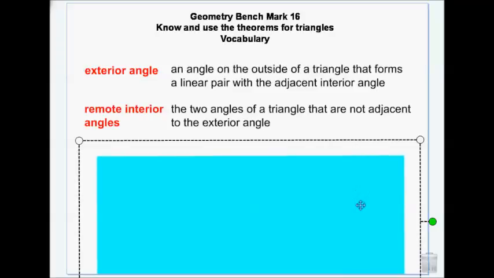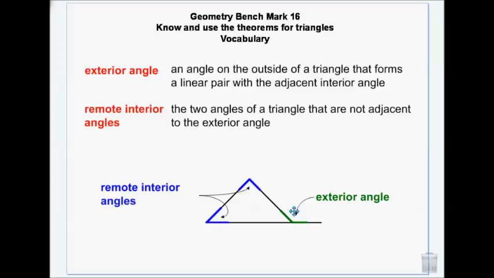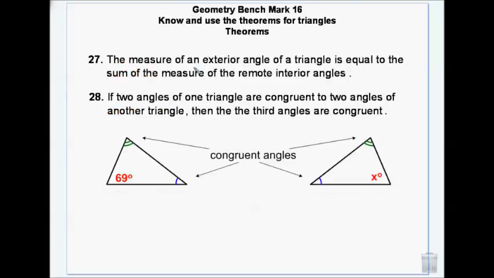So if we look at the picture, here's your exterior angle. It's on the outside, so the remote angles are on the other side of the triangle. The measure of the exterior angle is equal to the sum of the measures of the remote interior angles. So here's how that works. If I have a triangle and my remote interior angles are A and B and my outside angle is C, C is equal to A plus B.